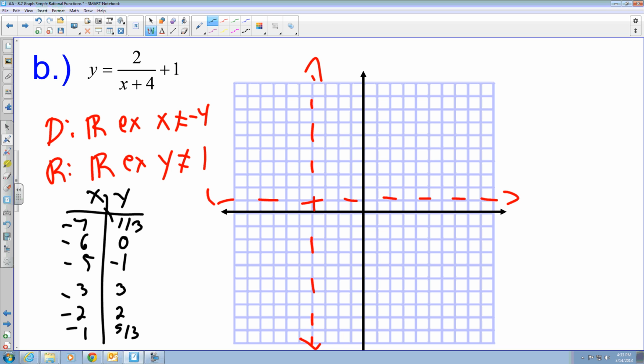Okay. So I'm going to plot. If I plot those points, I go to -7 and a third. So it goes up here, and then -6 and 0, and then I have -5 and 1, and then it kind of looks something like this. Now I have -3 and 3 plotted here, -2 and 2, -1, 5/3. So it looks something kind of like this. So that is how you do it with the translation.